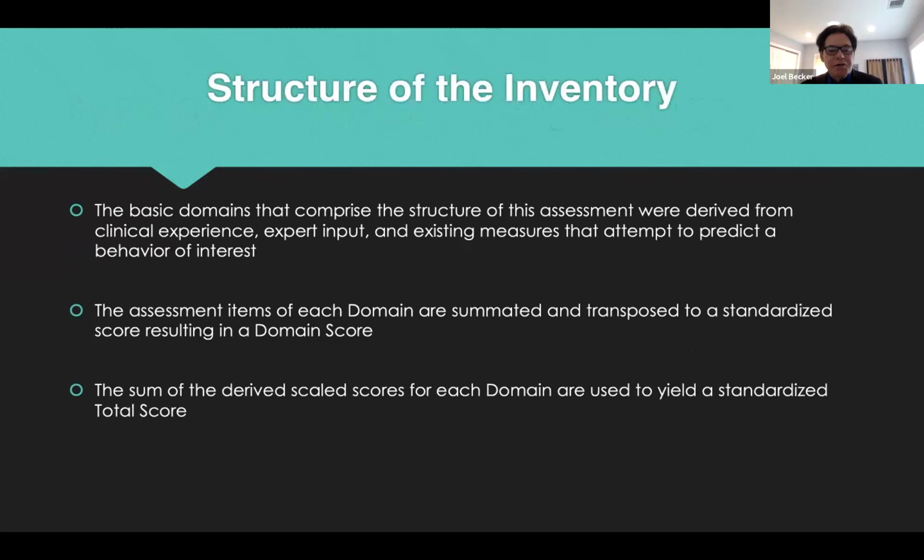The structure of the inventory. So I'm going to get a little bit into the actual assessment, which I've been talking about now. And I'm also going to use a case description, which I think helps really ground it a bit, on my other screen, which I have to pull up right now.